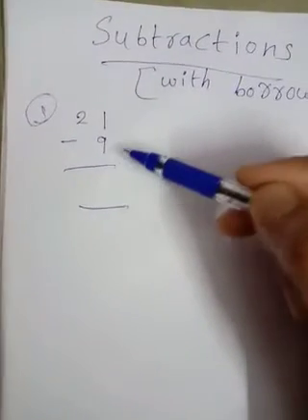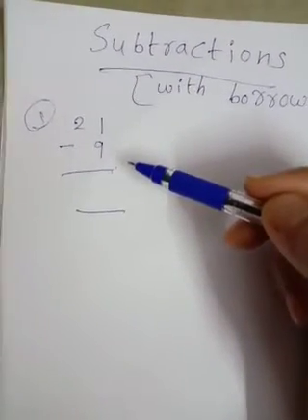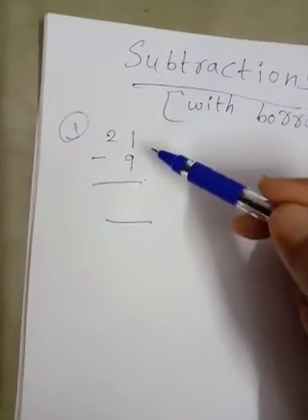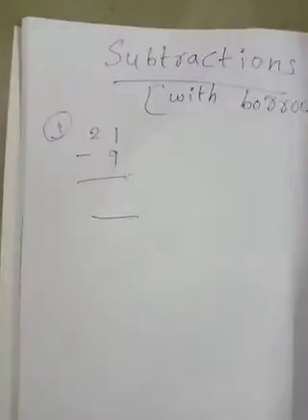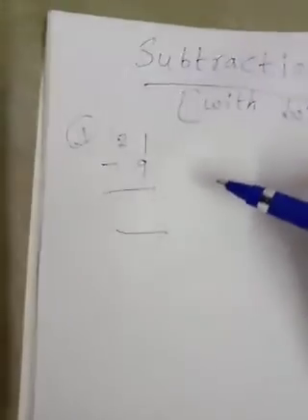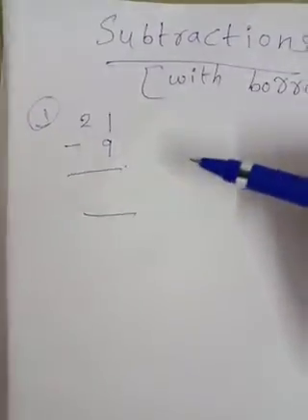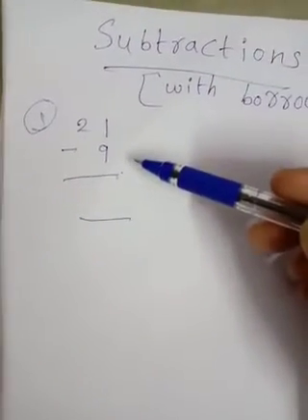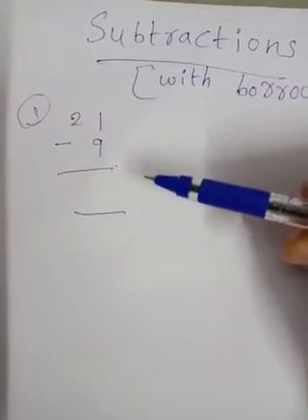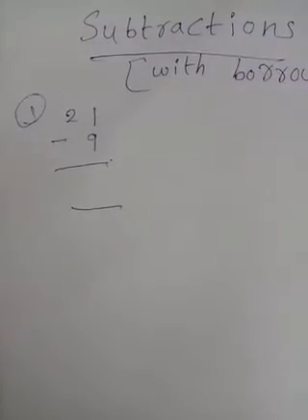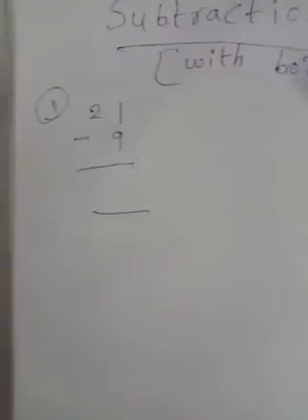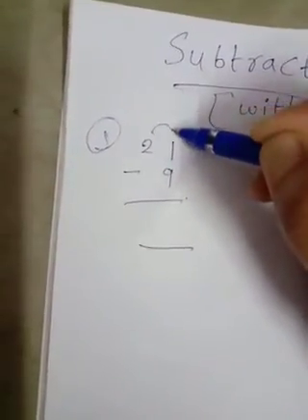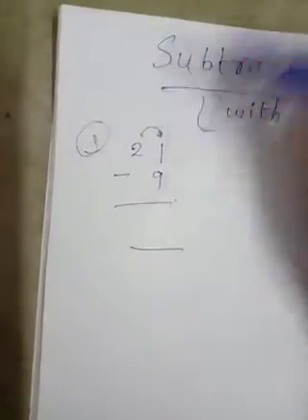Is 1 minus 9 directly possible? No. Why? The up number is small and the down number is big. In subtraction, if the up number is big and the down number is small, subtraction is possible. Here it is directly not possible. So what to do now? We are using borrowing.